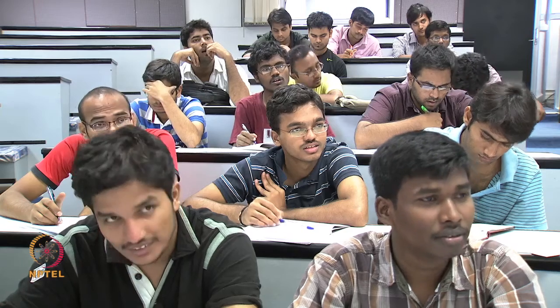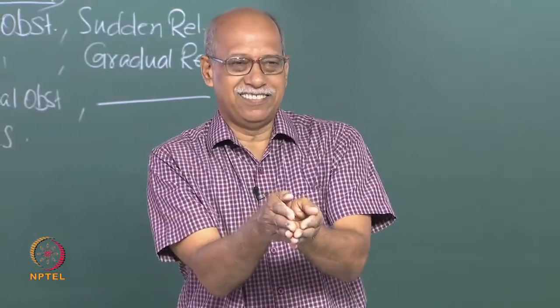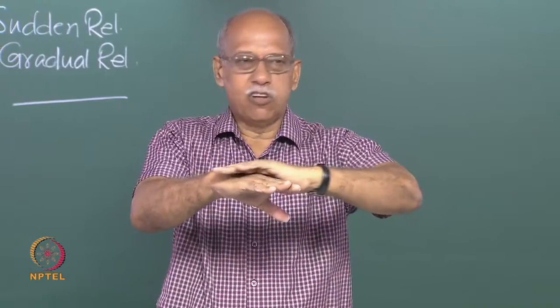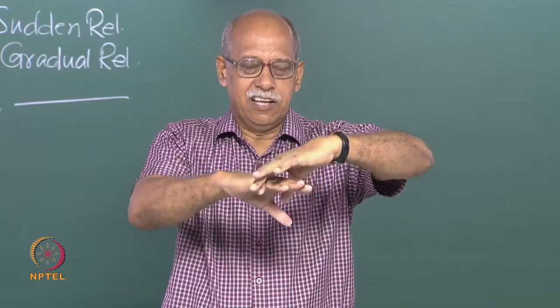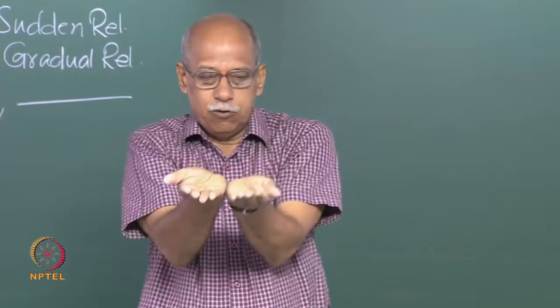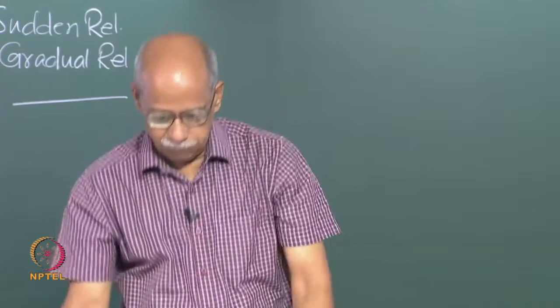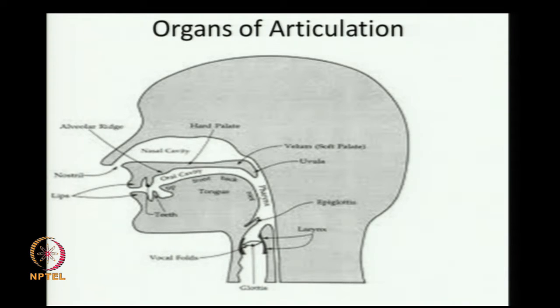Come on, please. The difference is, when you say l, the sides of the tongue fold. Imagine some sheet of cloth, some curtain, which is still in contact in the center, but it folds like this. It folds upwards, and on this side and this side, the air flows. Look at the diagram. The speech air flows.